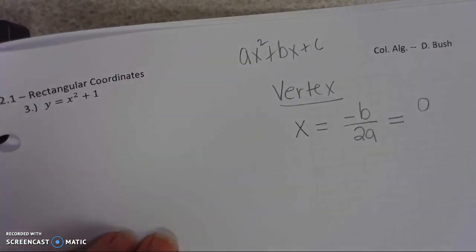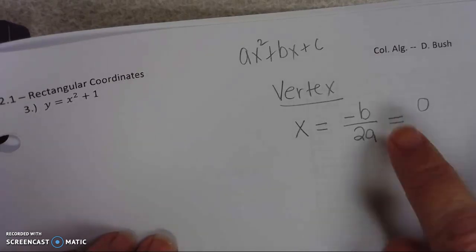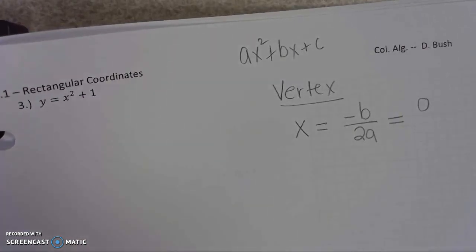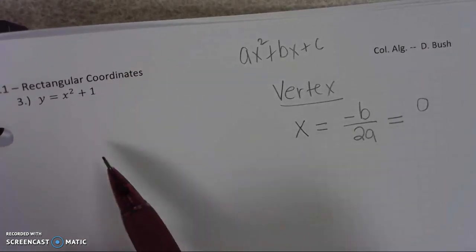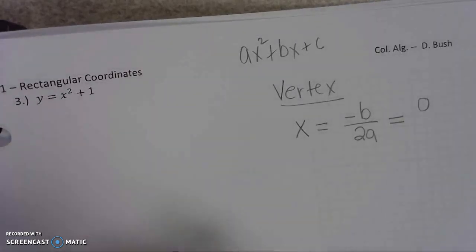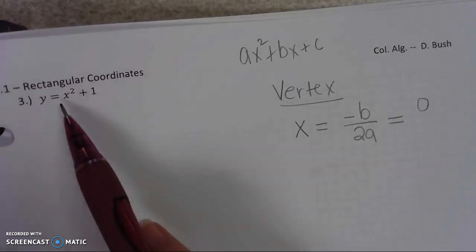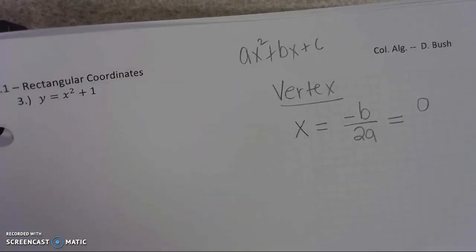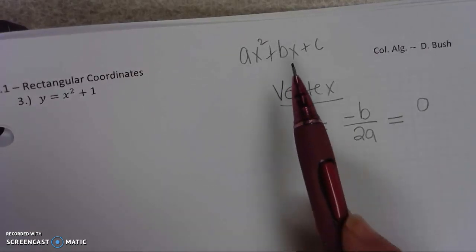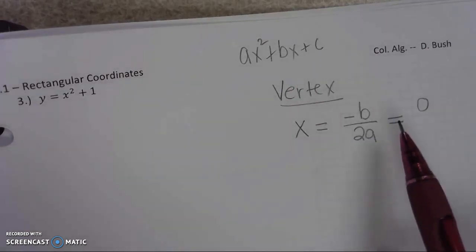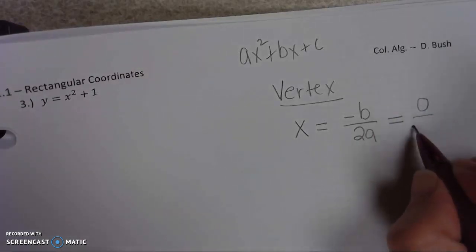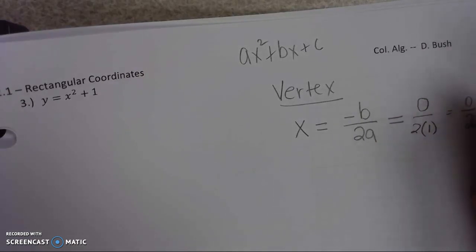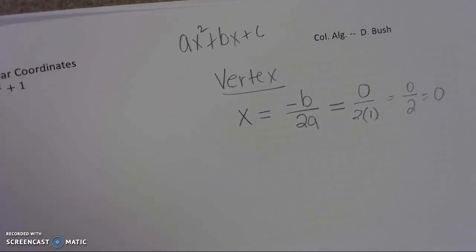For most of the problems in your homework and on this test, b is going to be 0. There's not going to be an x term. It's simply going to be x squared plus or minus a number, so your basic parent function of quadratics, x squared, with a value added or subtracted from it. There's going to be no b, no x. In our case, b is 0, so we take 2 times 1, and 0 divided by 2 is 0.